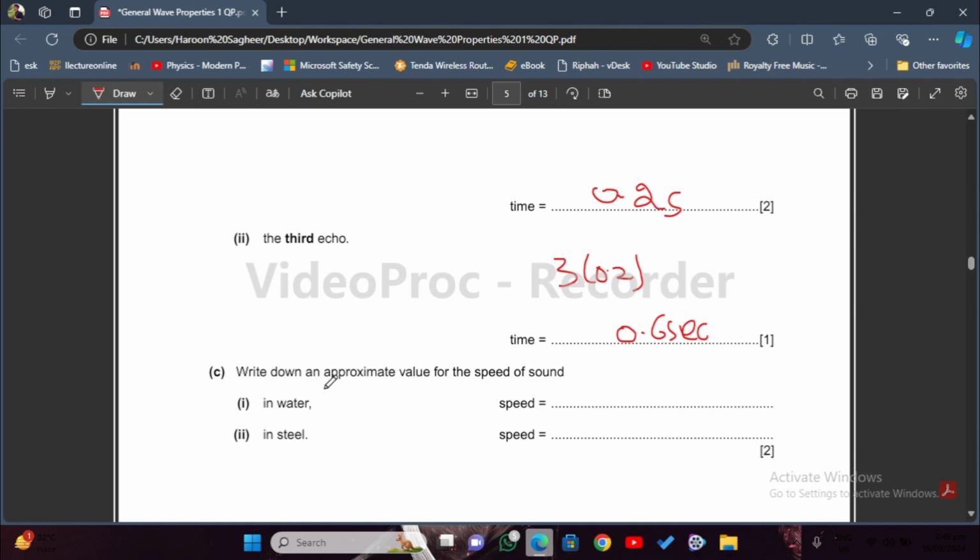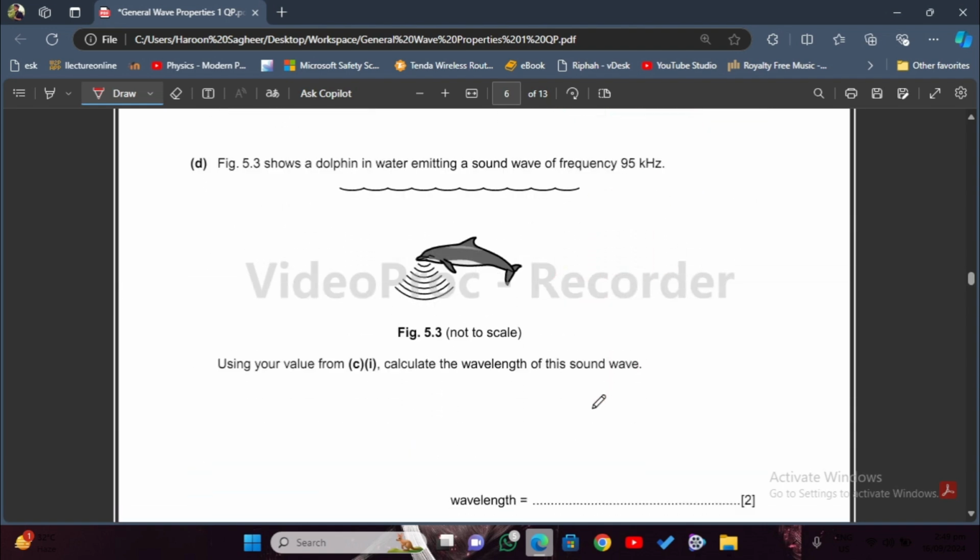Now write down an approximate value for speed of sound in water. Well, in water it is around 1500 meters per second. And in steel it's around 6000 or 5000 meters per second. Do check it on the internet because that value can change.